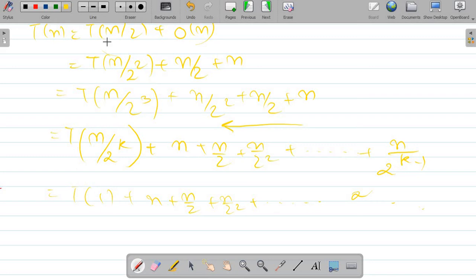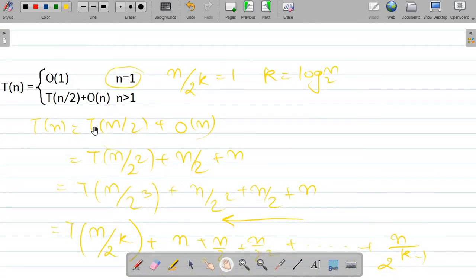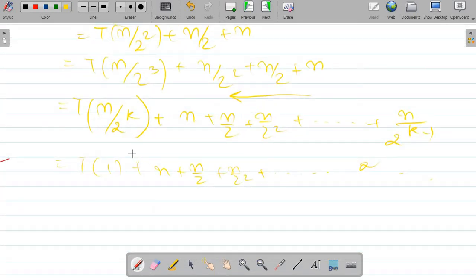Okay, and now we know that when my t is 1, it is order of 1. So over here this becomes order of 1, and I can just remove it from here and write it over here. Now this is nothing but a GP series. We can also see it in this fashion, that first it was 1, then it became 2, then 2 square and so on.